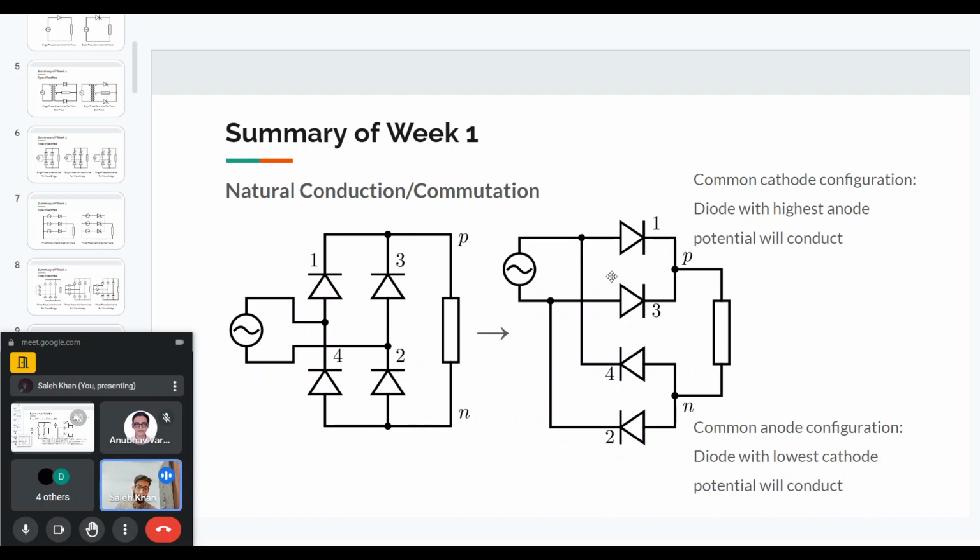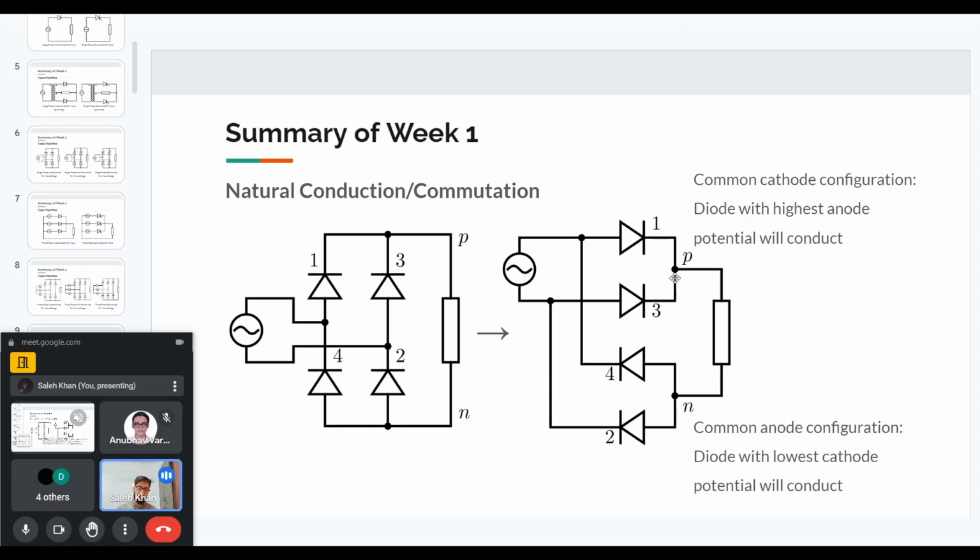And you can understand that, for example, if we have 15 volts at the anode of diode 1 and 10 volts at the anode of diode 3, this principle says that diode 1 should conduct. But to understand this, let us say diode 3 conducts. Diode 3 has a 10 volt potential at its anode, and diode 1 has 15 volts. So diode 1 has the higher voltage, but let us say for the sake of argument that diode 3 will conduct.